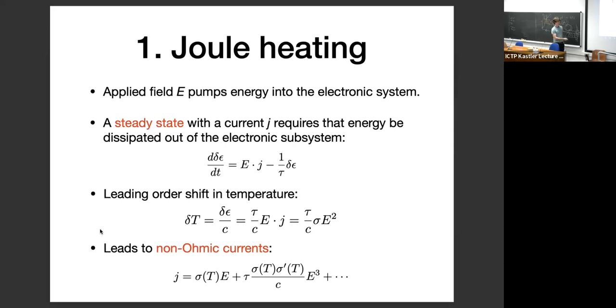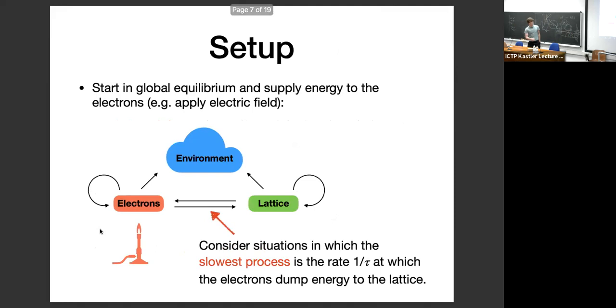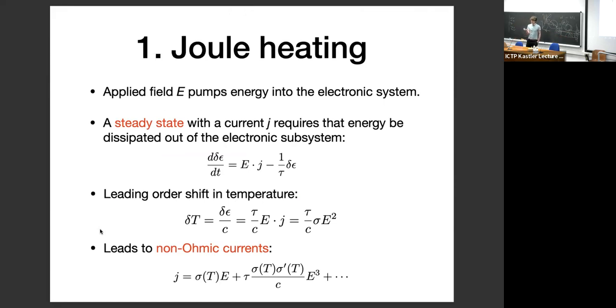So to have a steady state, it's crucial that there's some bath where the electrons can dump their energy, okay? I'm going to imagine the case where that's the lattice that is absorbing the energy, and there's a time scale tau associated with this process, right? So that tau was this process here, the rate at which energy is going out of the electrons. In a steady state, what you actually measure is, you apply an electric field, you measure a steady current. You want this time derivative to be zero. And so you have to balance these two terms.